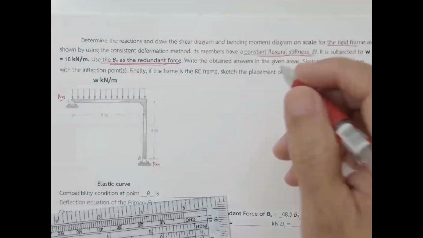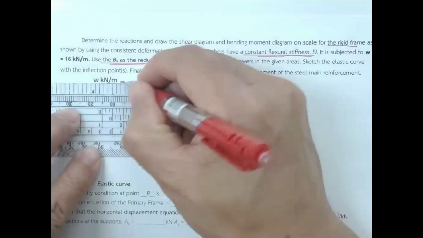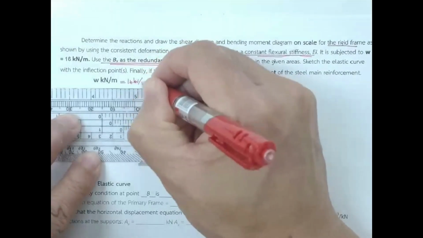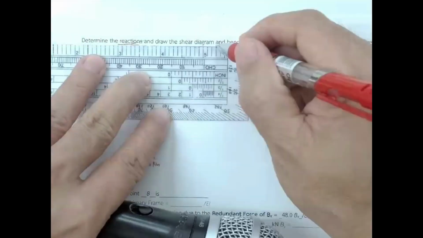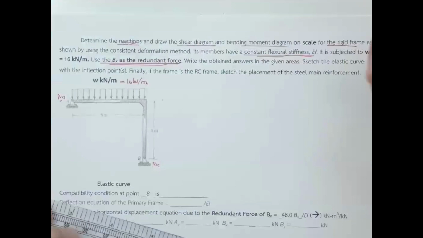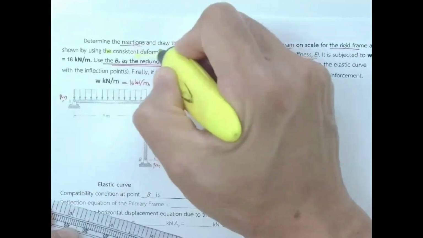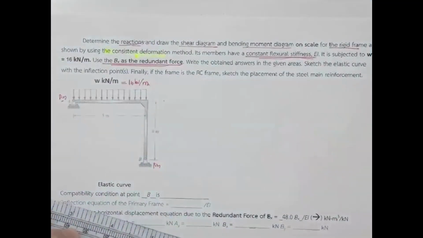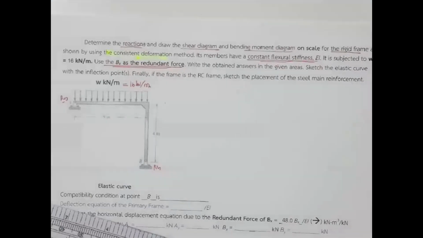Under the force of 16 kilonewton per meter, we're going to determine the reaction, draw the shear force diagram, and draw the bending moment diagram. And then we're going to use the consistent deformation method. And then we have to consider the frame following this given.